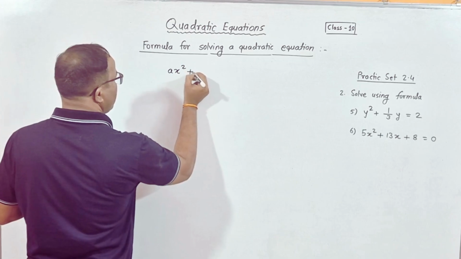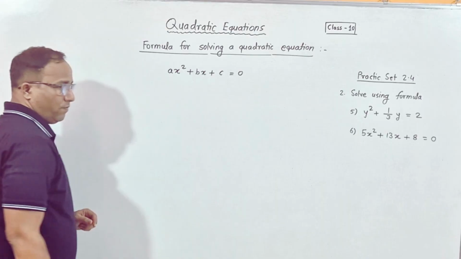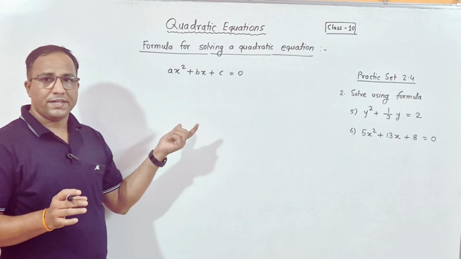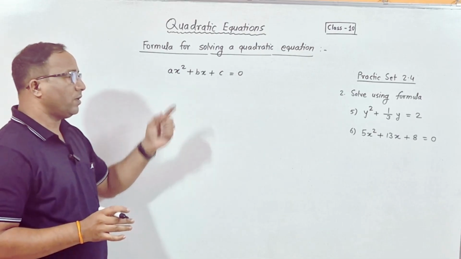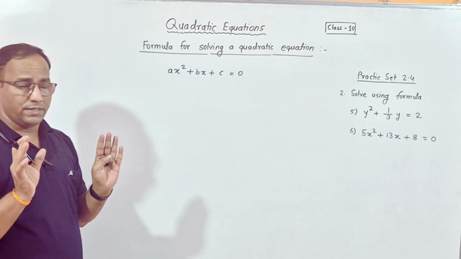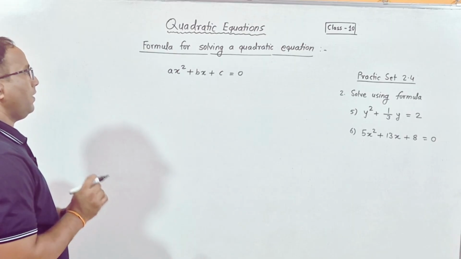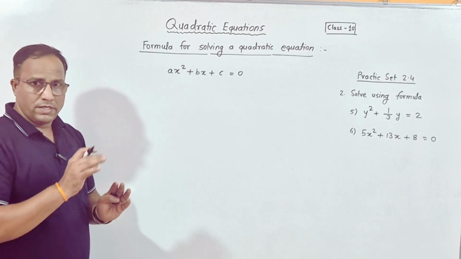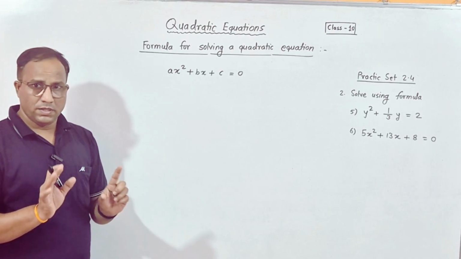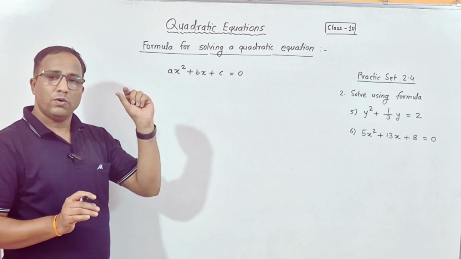ax square plus bx plus c. This is the standard format for the quadratic equation. Why is it called a quadratic equation? Because the maximum power of the variable in this equation is 2. So it is said to be a quadratic equation. So friends, solving an equation is nothing but finding out the value of the variable. Is it clear? So we have to find out the value of x.